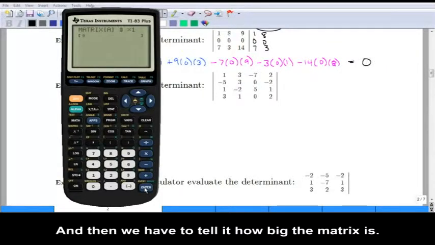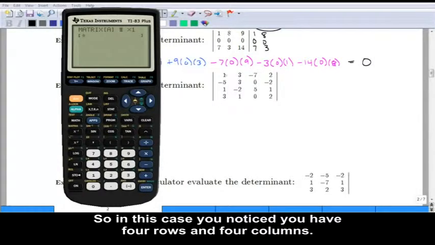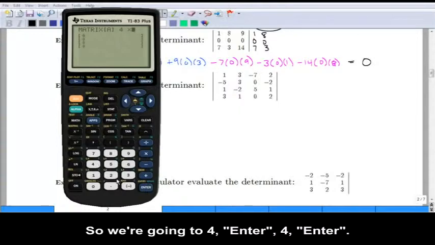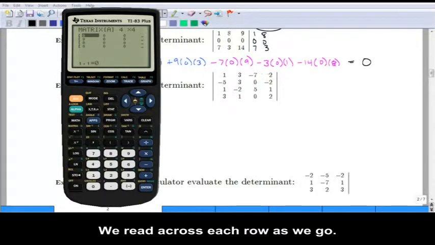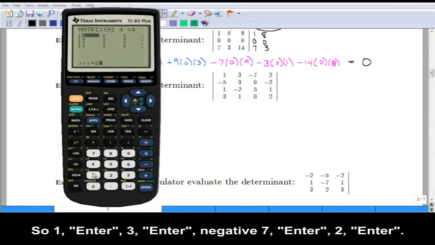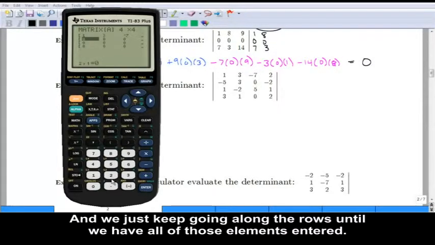And then we have to tell it how big the matrix is. So in this case, you notice you have 4 rows and 4 columns. So we're going to 4, enter, 4, enter. And notice how now we have 4 rows and 4 columns. And we just go across, we read across each row as we go. So 1, enter, 3, enter, -7, enter, 2, enter. And we just keep going along the rows until we have all of those elements entered.